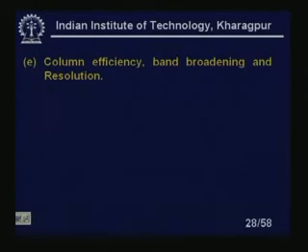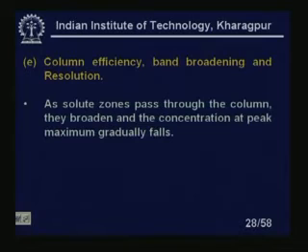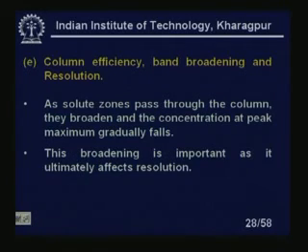Column efficiency, band broadening and resolution, these are the important parameters. As solute zones pass through the column, they broaden and the concentration at the peak maximum gradually falls, right. This will become more clear when we show the graph. This broadening is important as it ultimately affects the resolution, okay.